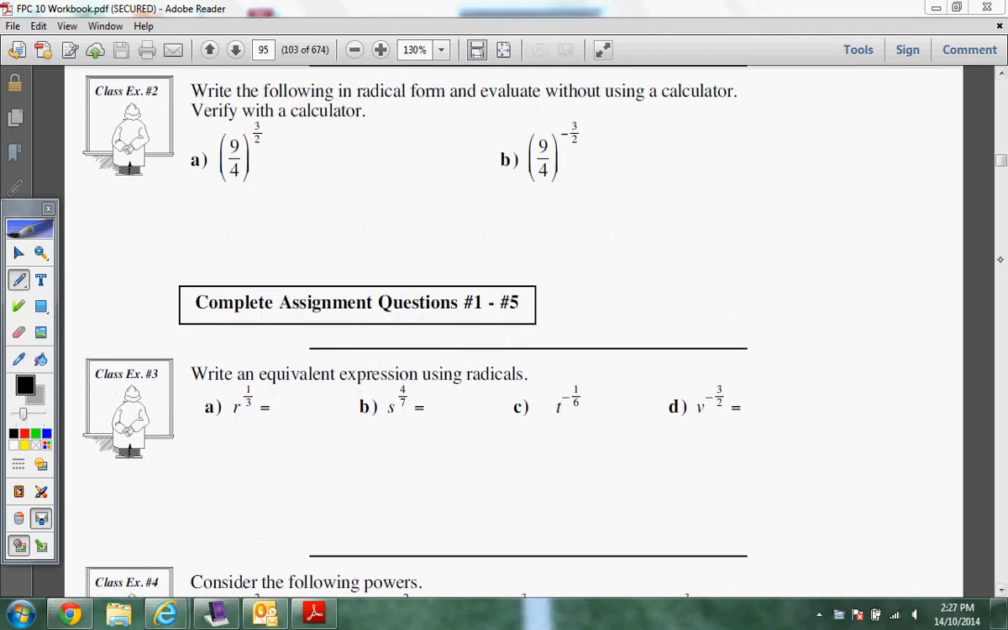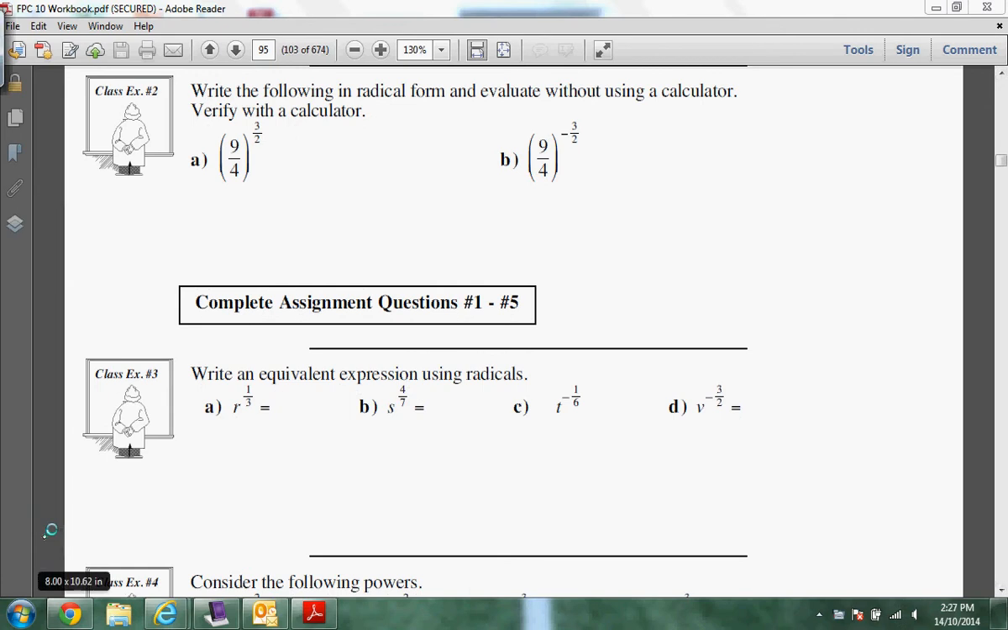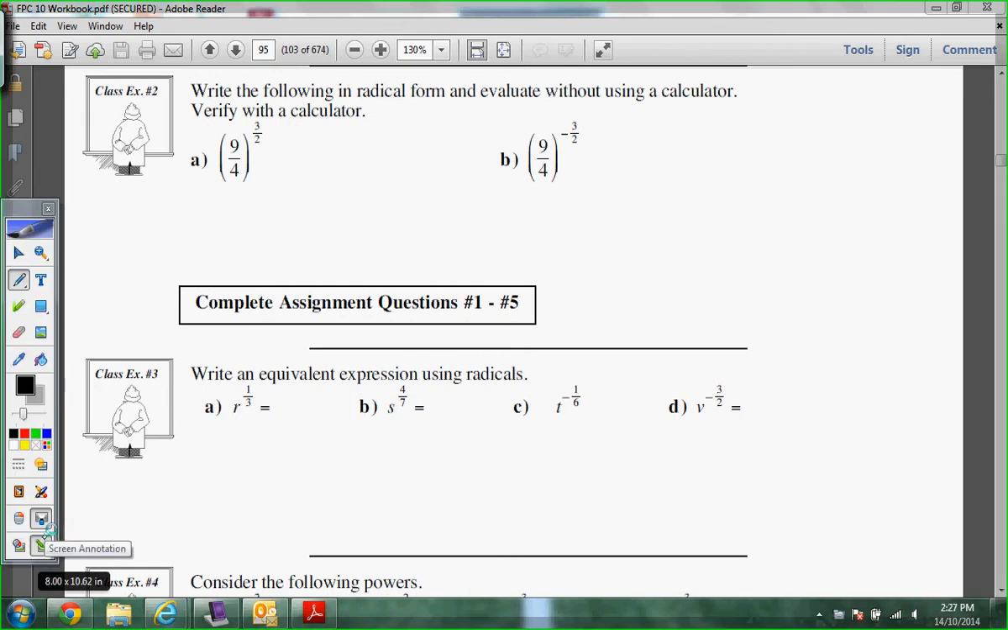Okay, example 2. All right, final run here. So example 2, let's see, we got Allie. Write the following in radical form. So just don't worry about the fractions, just write what would that be in radical form. So just think about what we learned today. So what does the 2 mean? Square root, okay? Square root of 9/4, right? That's all you need to tell me. And then we're going to what? Cube it.